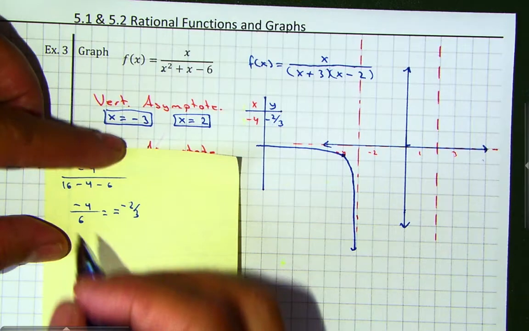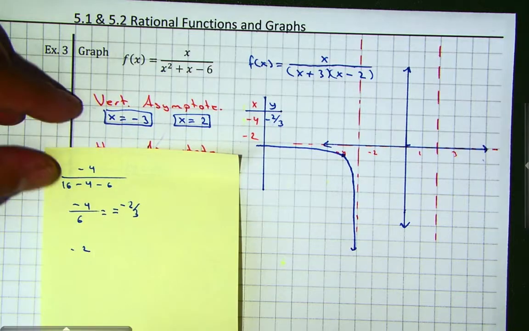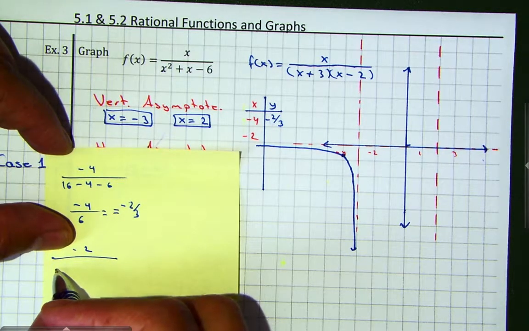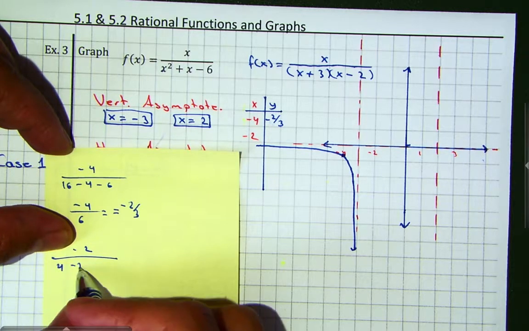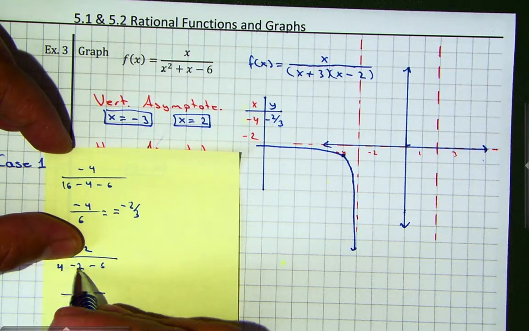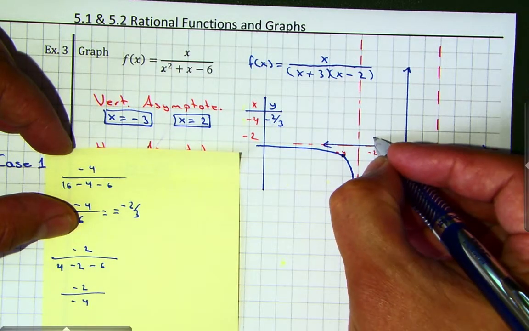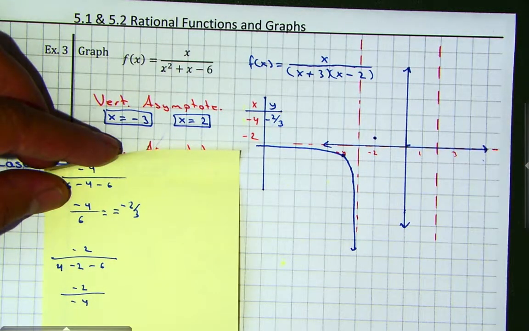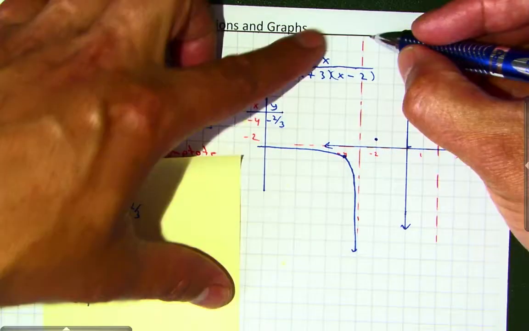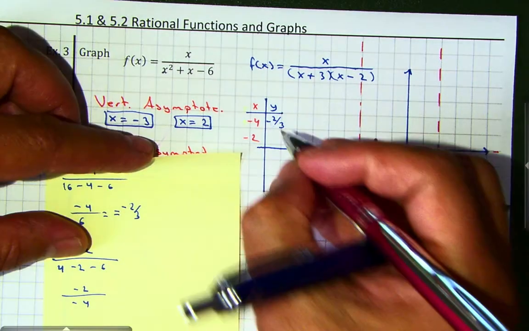I'm going to plug in a negative 2. I have negative 2 over negative 2 squared, which is 4, minus 2 minus 6. So it gives me negative 2 over negative 4, so it'll be positive 1/2. And now this section will be over here. Now I want to find out what happens at 1.